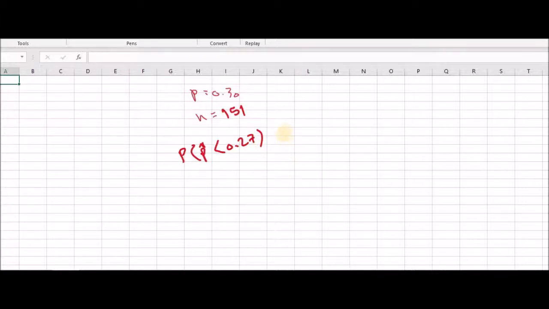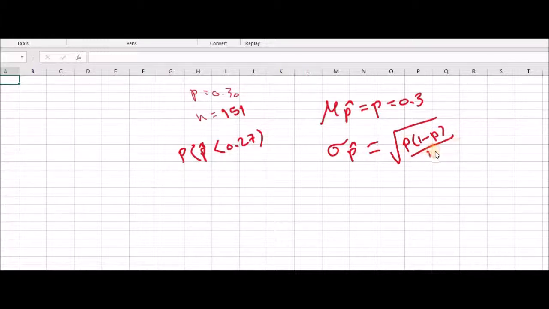To find this, we must have the mean for the distribution of the sample proportion, and we must have the standard deviation of the distribution of the sample proportion. We know that the mean of the distribution of sample proportion is equivalent to the population proportion, which is 0.3 in our case, or 30%. And then to calculate the standard deviation for the distribution of the sample proportion, we're going to use the formula square root of the population proportion times 1 minus population proportion divided by the sample size.